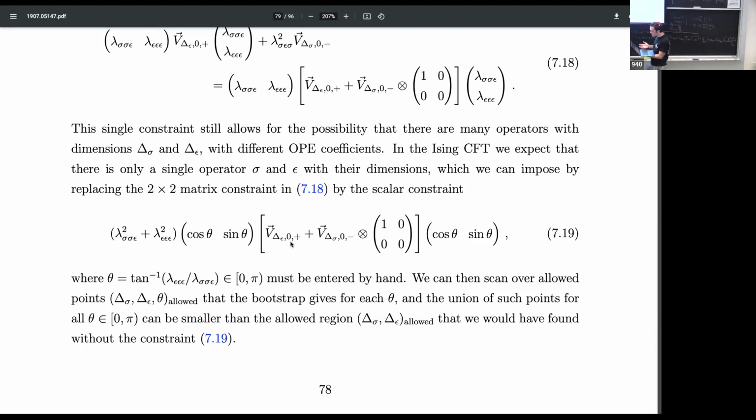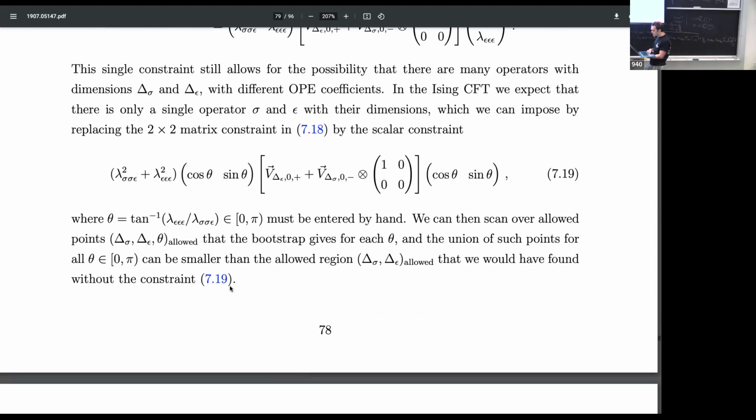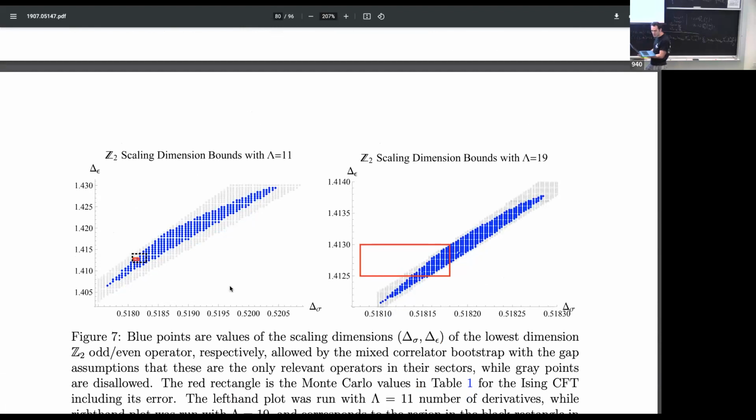And so this is just a bit more expensive, because this means that instead of just scanning over the value of delta sigma and delta epsilon in some kind of 3-dimensional plot, you would also have to be scanning over the angle between their relative OPE coefficients, which is parameterized by this theta. And so this is something I didn't do in the plots shown here for simplicity, but if you're doing a more sophisticated bootstrap, you would do it in order to further make the island small.